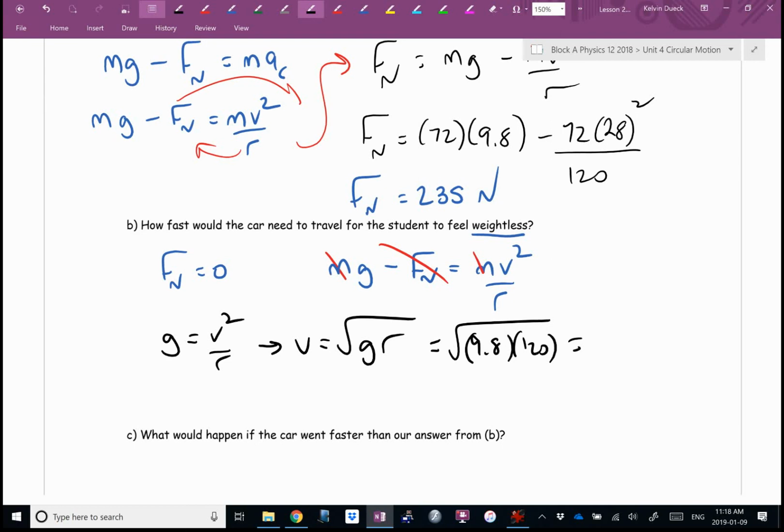34.3? Do me a favor, multiply that by 3.6. How many kilometers per hour is that? So doable. Okay. What if you went faster than that? What if you went 40 meters per second? What would happen?